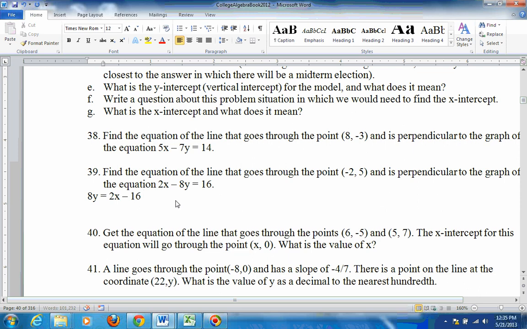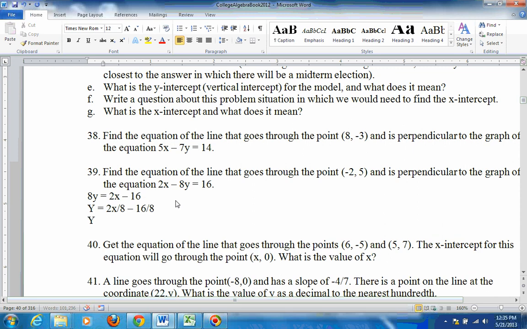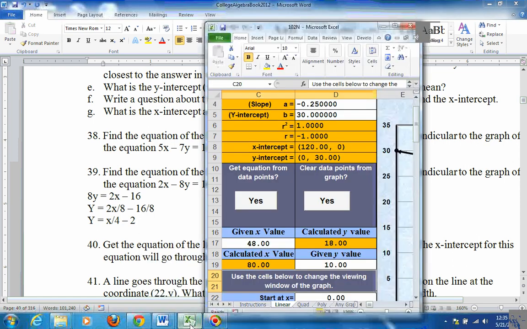Then dividing everything by 8, you have y equals 2x over 8 minus 16 over 8, and that's the same as y equals x over 4 minus 2, just reducing the 2 over 8. So that would be the equation of this line. Let's put that in. The slope is 1/4 and the y-intercept is -2.